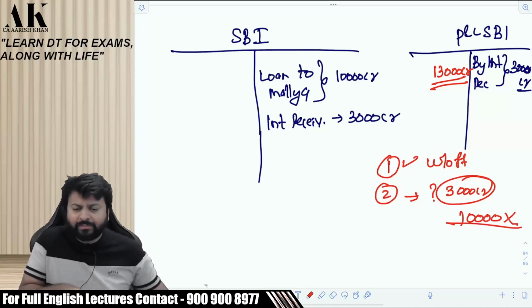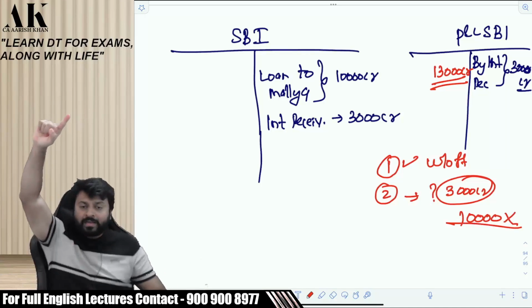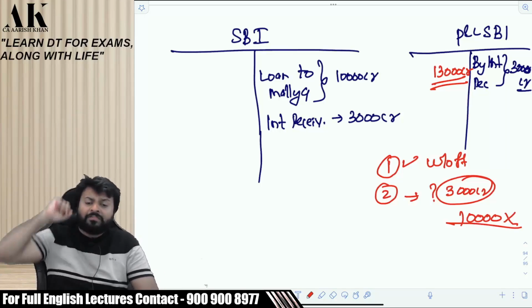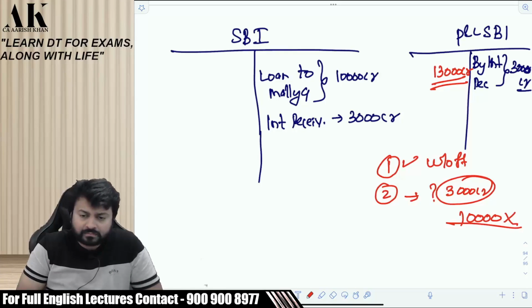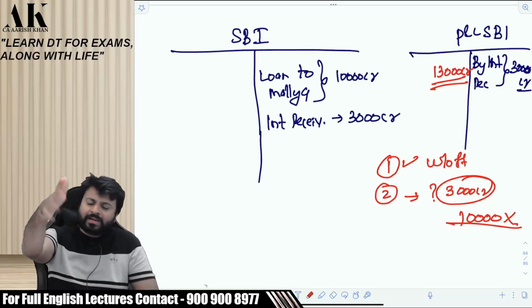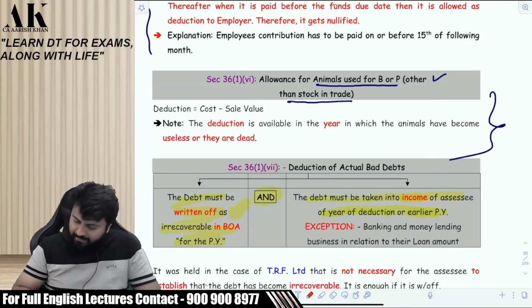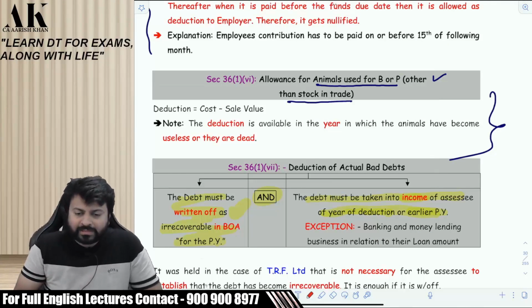Did you understand what I am trying to say? Because the 3,000 crore interest was taken as income earlier. The loan of 10,000 crore was not a part of income, no? So for that purpose, the government has given an exception to banking and money lending institutions. For them, this condition is not applicable. Exception is there. Are you able to understand, beta?